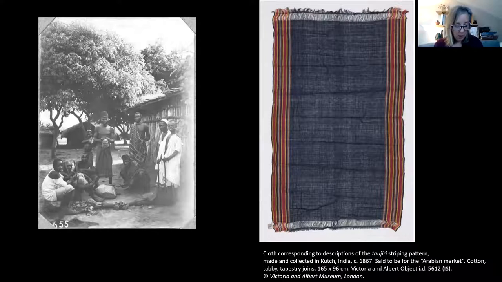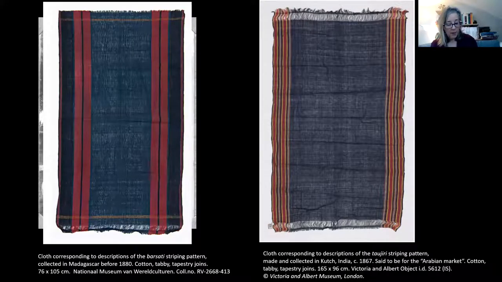So what you see on the right was known as Tausiri in Mandvi and Zanzibar, in both of those places, whereas on the left, what you see is what was known as the Barsati in Eastern Africa. Now, unfortunately, these two types of cloth ranked among the least expensive and least prestigious of Kutchi stripes. And so they don't represent what would have been the finest hand weaving at the time.